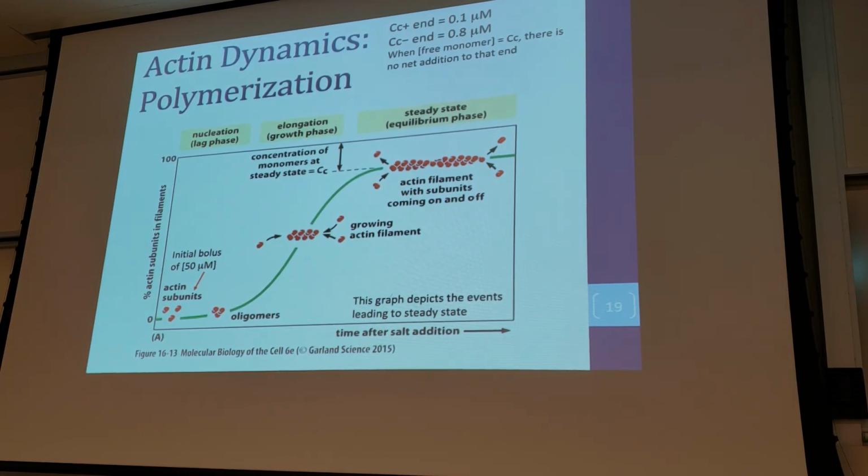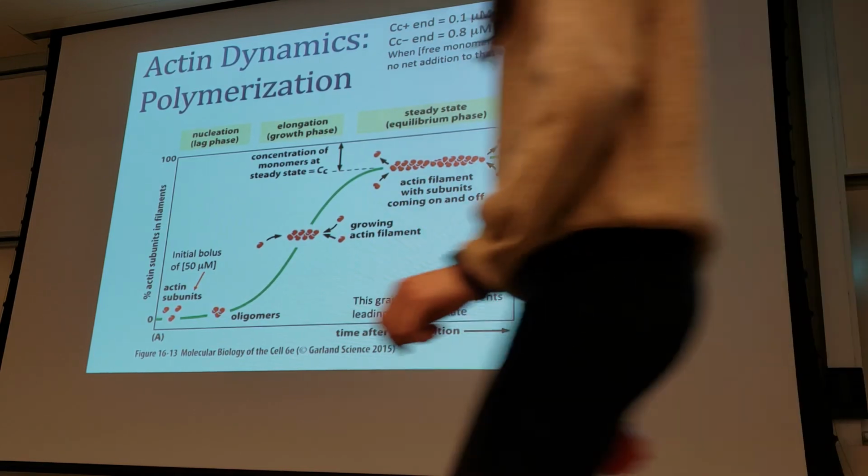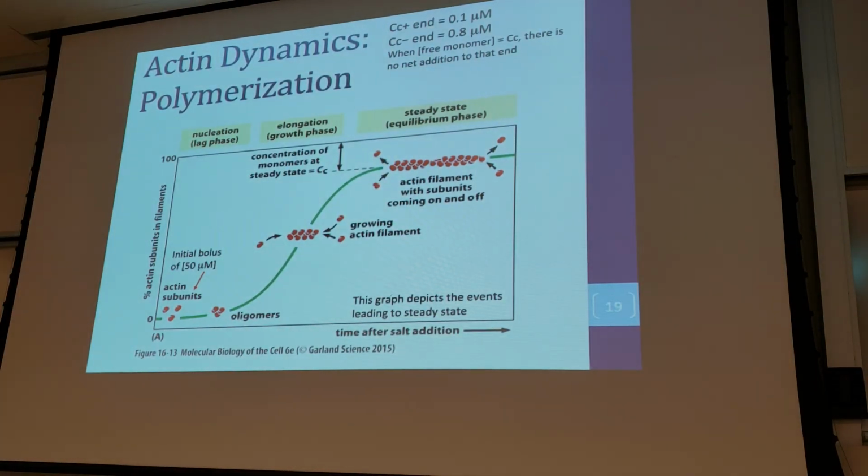Who wants to throw something out there? We've depleted the free monomers to the point that we're now down to 0.8 micromolar. What happens at the plus end, at 0.8 micromolar? Is it growing, stopping, or even decreasing? It's growing. The plus end is still growing because we're above its critical concentration.